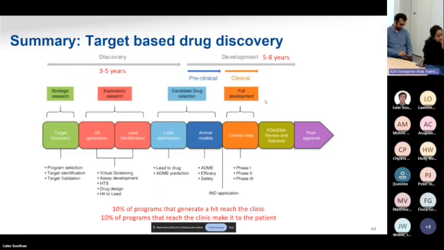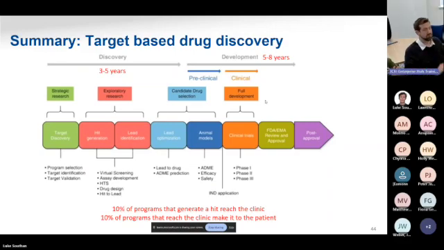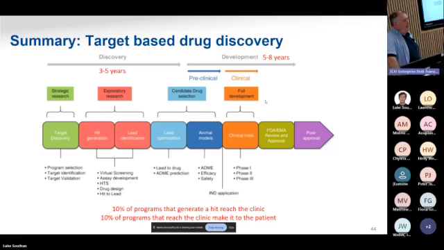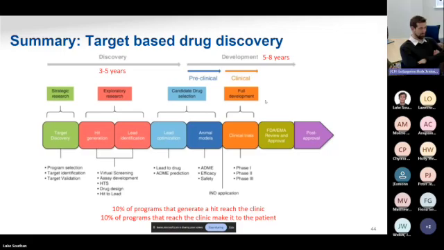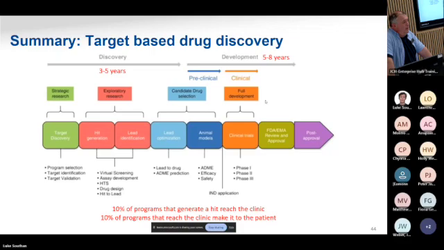So anyway, 10% of programs that generate a hit reach the clinic, and roughly 10% of compounds that make it into the clinic make it to the patient. That's why it's so horrifically expensive and goes wrong all the time. And so finding ways to not have it go wrong all the time is quite interesting. Hence AI, amongst other things, and moving away from some of the other antiquated ways of doing things.